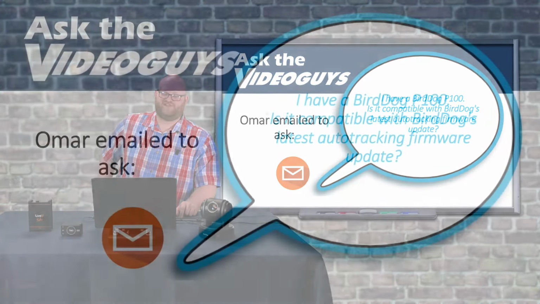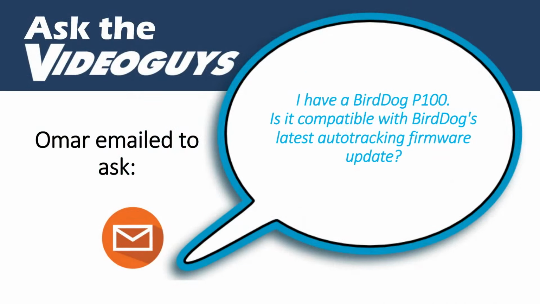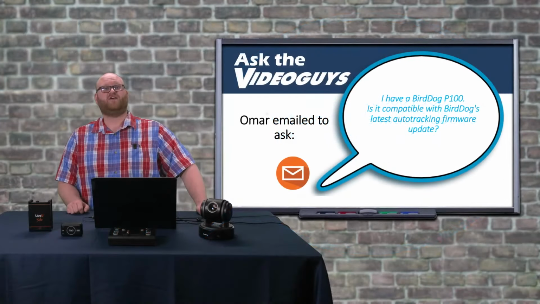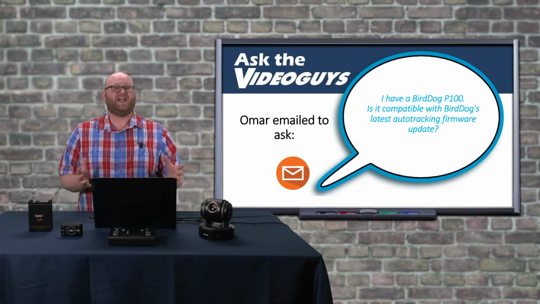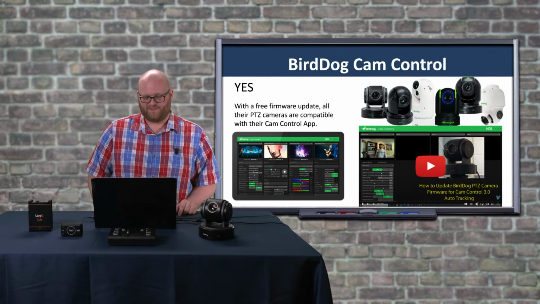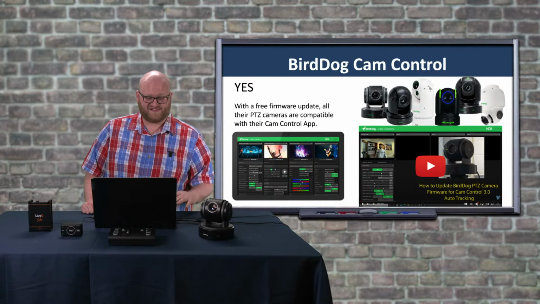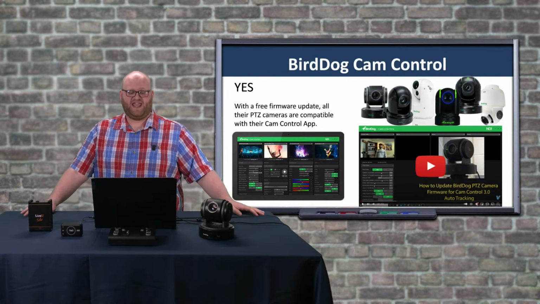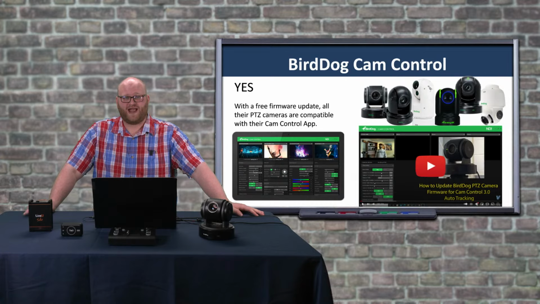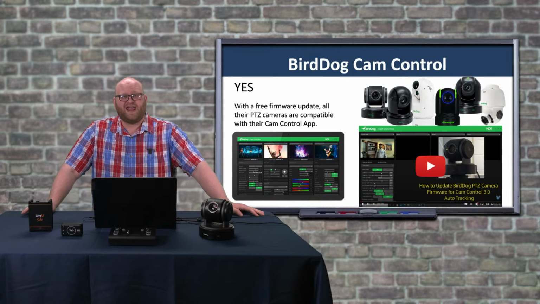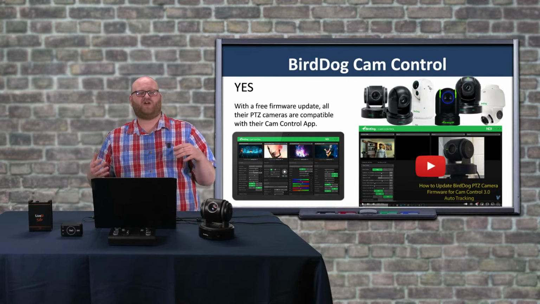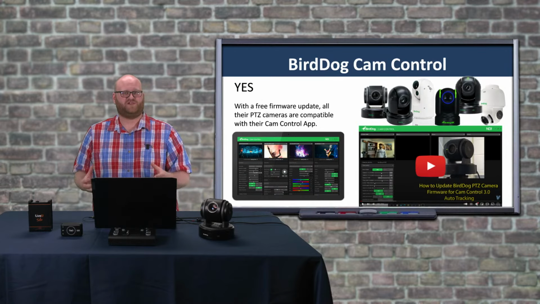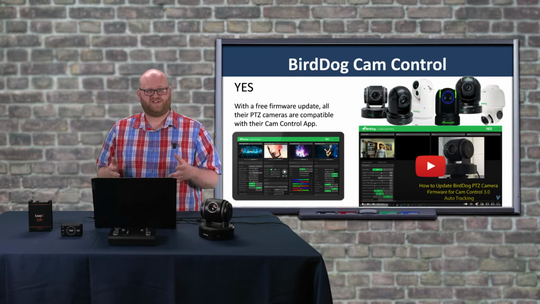So Omar asked us via email, I have a BirdDog P100. Is it compatible with BirdDog's latest auto-tracking firmware update? Yes, one of the bigger announcements to come from BirdDog. The answer is yes, it is absolutely compatible. It is a free firmware update, and all of their PTZ cameras are now compatible with their auto-tracking system. To be clear, it's not so much what's in the camera, the firmware allows it. It is a software solution, and that's the CamControl app.